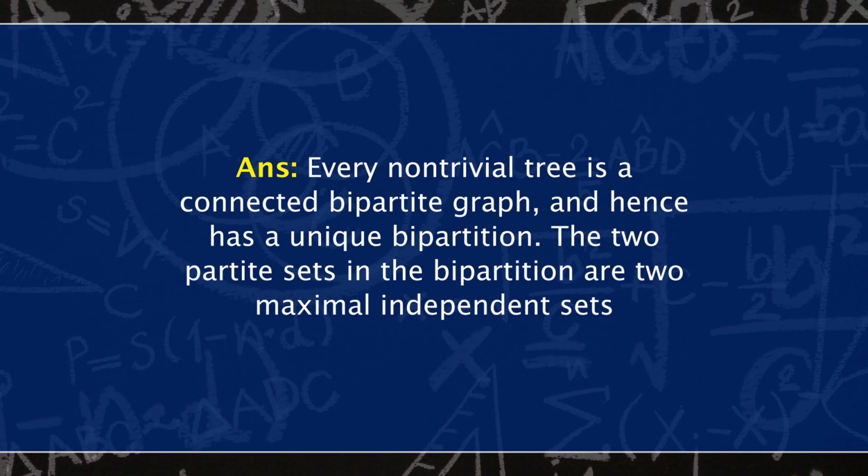You know that every non-trivial tree is a connected bipartite graph, right? And hence it has a unique bipartition. You must recall that a connected bipartite graph has a unique bipartition. That is, its partite sets, say X and Y, are uniquely determined. Now, the two partite sets in the bipartition are two maximal independent sets.